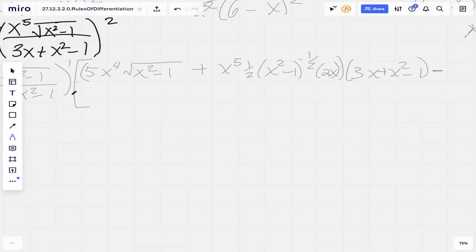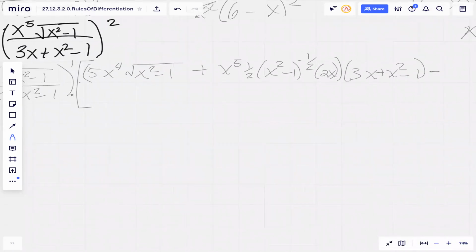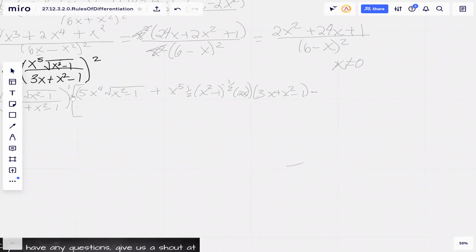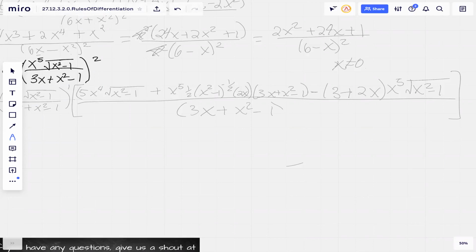Okay, minus, all right. So these questions can be very, very long. We're going to need some space. All right, minus the derivative of the denominator, 3 plus 2x, times the numerator, x to the power 5 times the square root of x squared minus 1. You can close square brackets, all over 3x plus x squared minus 2, all squared. Okay, so that is our derivative.